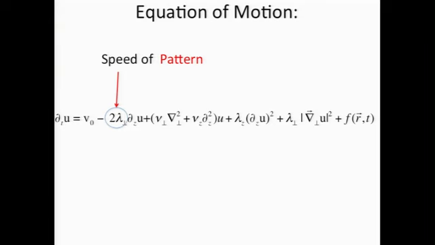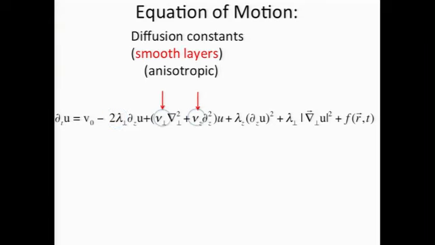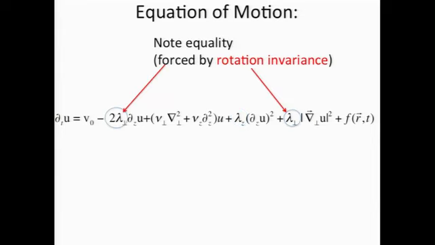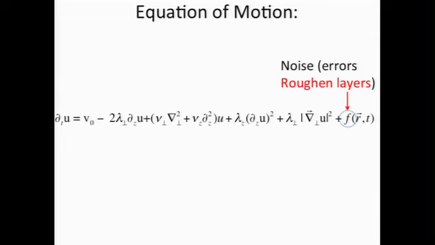Okay, what else do we have? We've got these two things which look like anisotropic diffusion constants. You'd expect them to be anisotropic because parallel to the layers is different from perpendicular to the layers. You have these weird nonlinear terms, which I'll come back to. There's this weird symmetry that if you're interested, I can go into in detail, but I'm not going to do that here. And finally, there's noise.